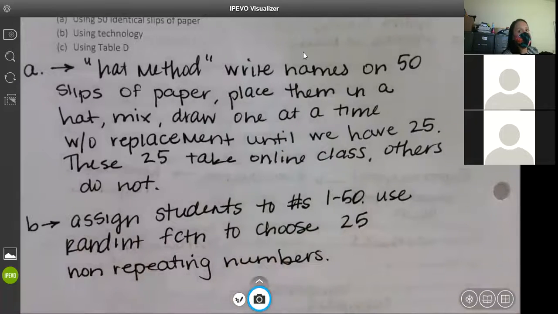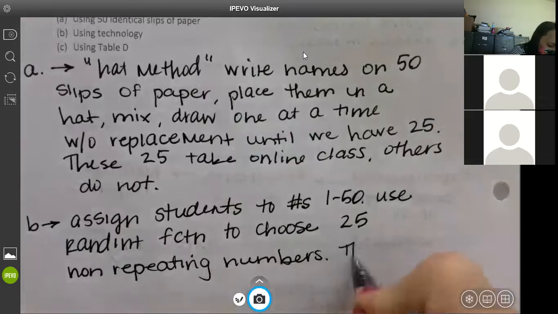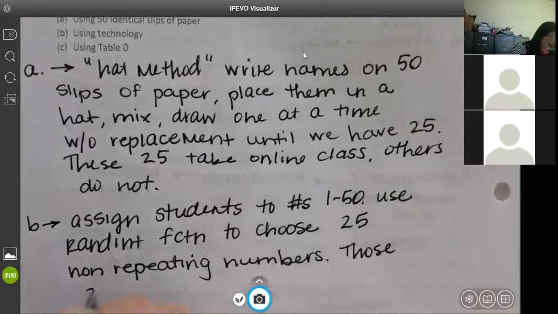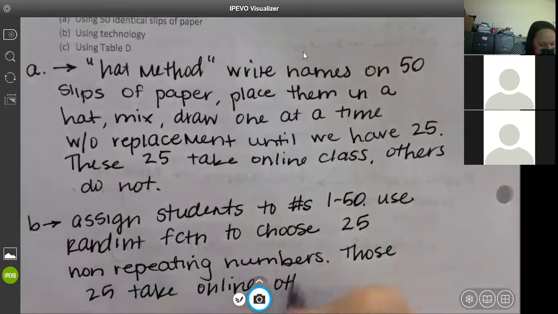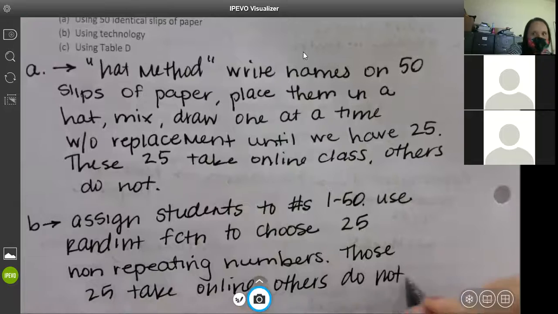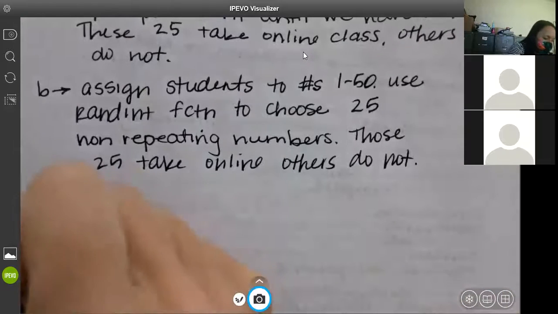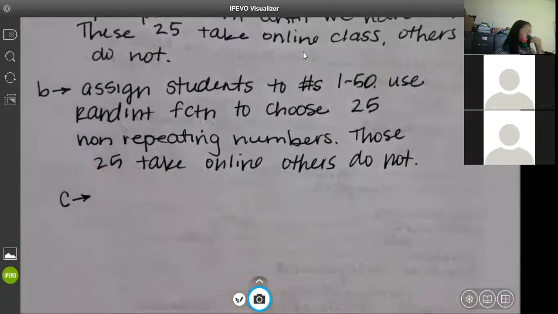Perfect. What do they do? Mm-hmm. Others do not. Perfect. Table D is the crappiest one.